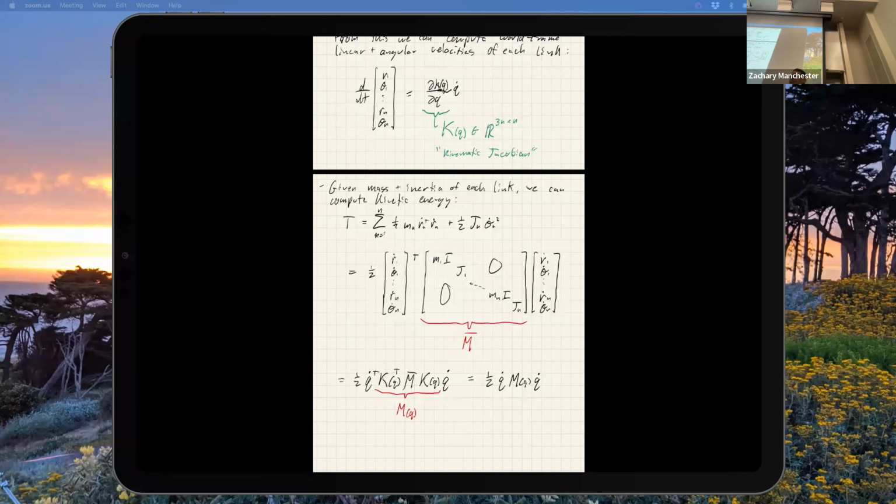I don't understand. But how do you get this M of Q if you're given a robot?